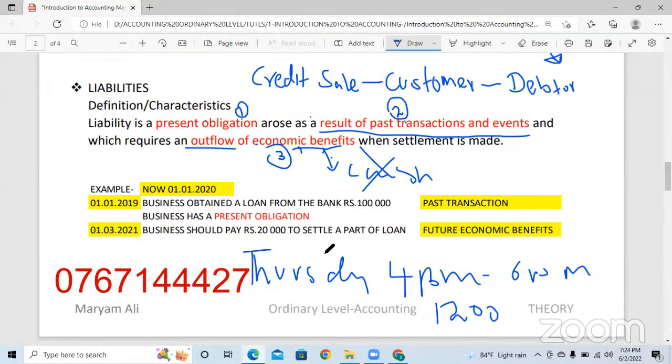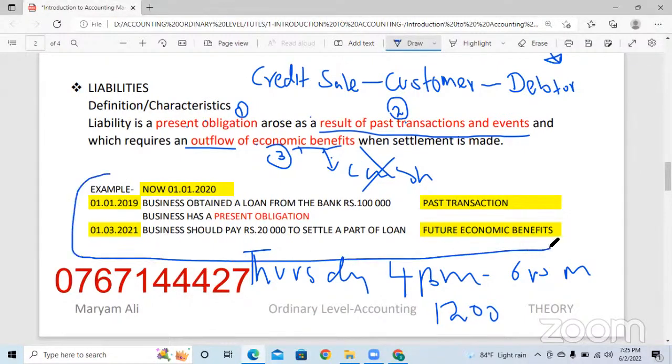Okay, so guys, see here, liability, we say it's a present obligation as a result of a past transaction or event, and there will be an outflow of economic benefits when you're settling the liability. Now, for example, guys, at home, just read this and see. This is an example which is given.